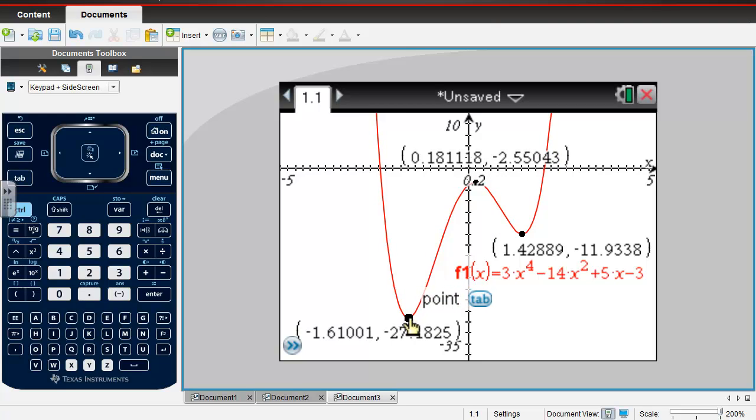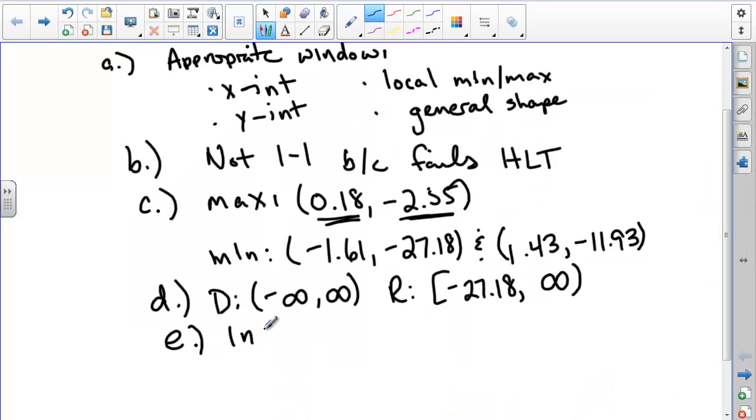And I'm increasing from negative 1.61 all the way up here to 0.18. Those are the x values of where I'm increasing. And then I slide down this hill, decreasing from 0.18 to 1.42 or 1.43. And then I got to start walking back up the hill again. So I'm going to go over here and I'm going to say I'm increasing, INC, short for increasing, from negative 1.61 to 0.18. Those are the X values where the graph is increasing.